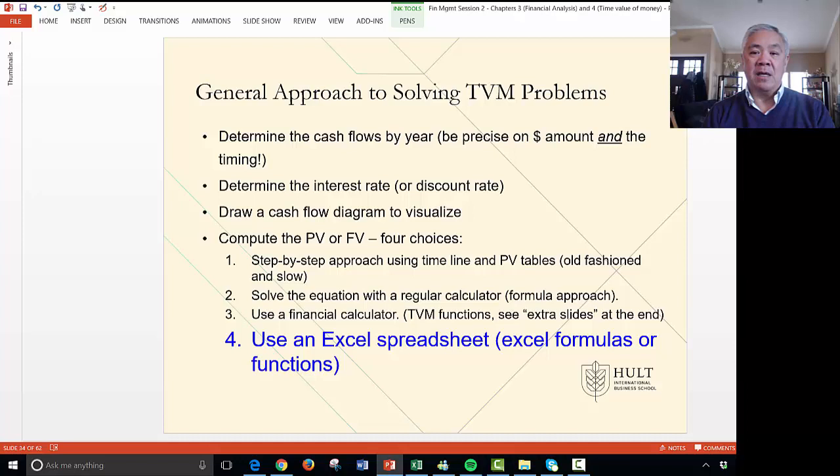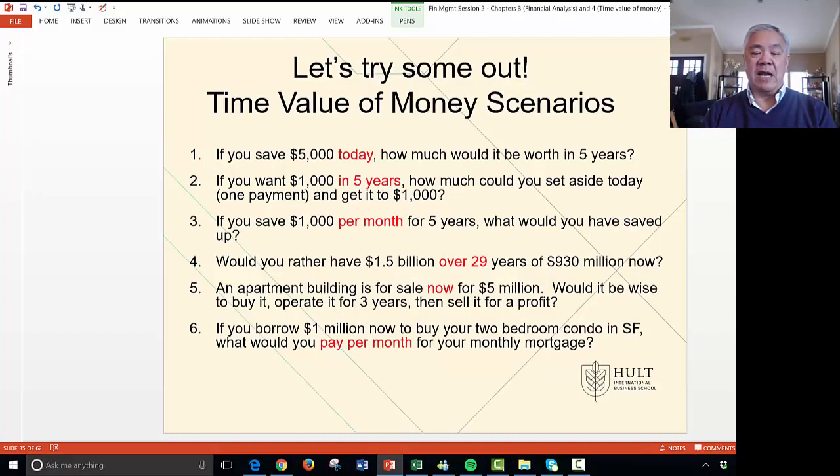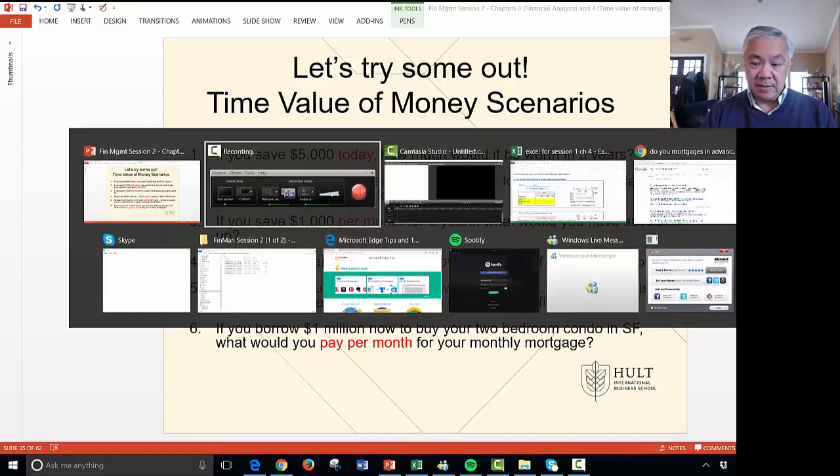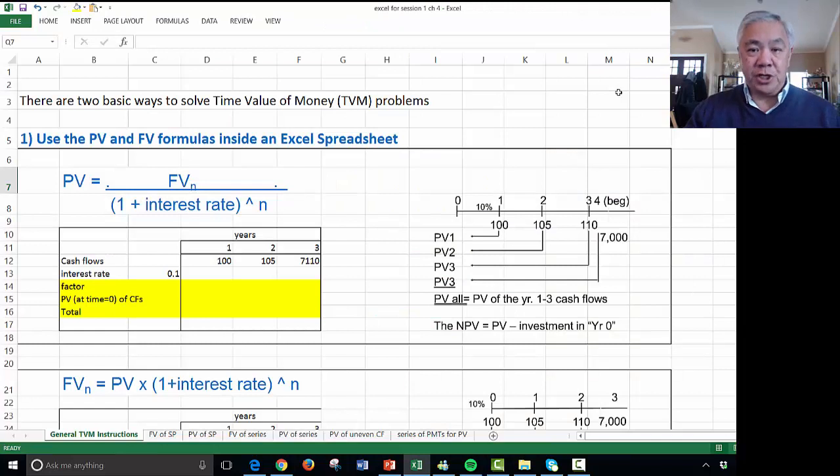We're going to use Excel. So I'm going to focus our teaching on Excel, but I just wanted to point out that there are multiple ways to solve time value of money problems. So next we're going to get some scenarios using time value of money, but first I'm going to give you a little Excel lesson. This sheet is posted in my courses along with the videos, so if you want to pull this up, you're certainly welcome to do so.